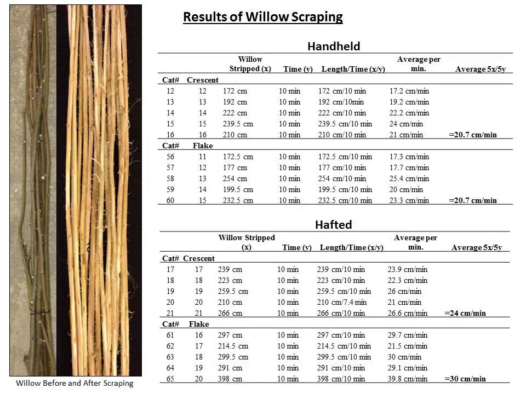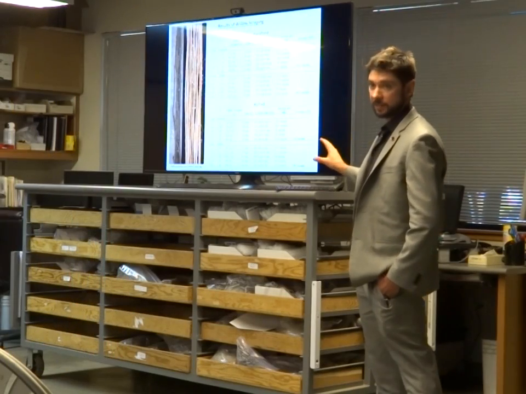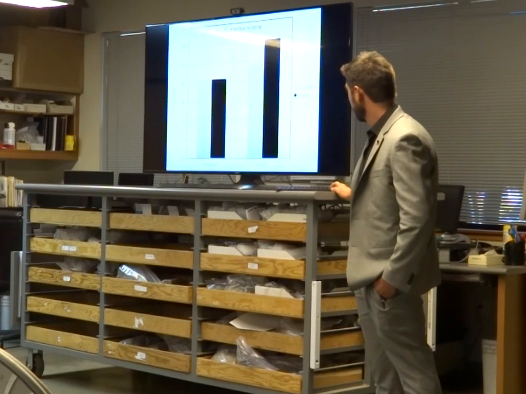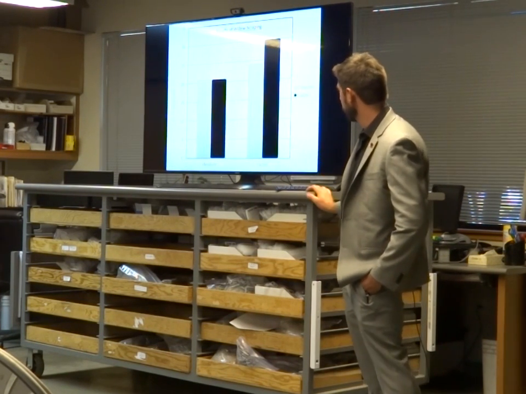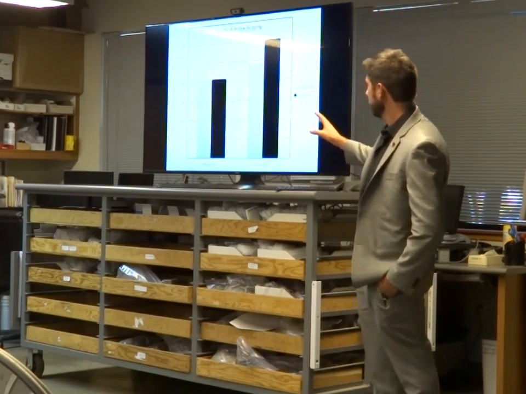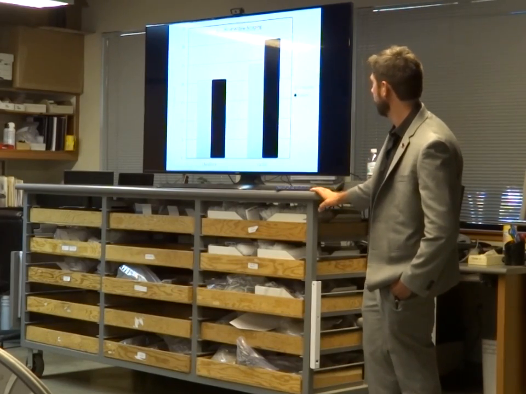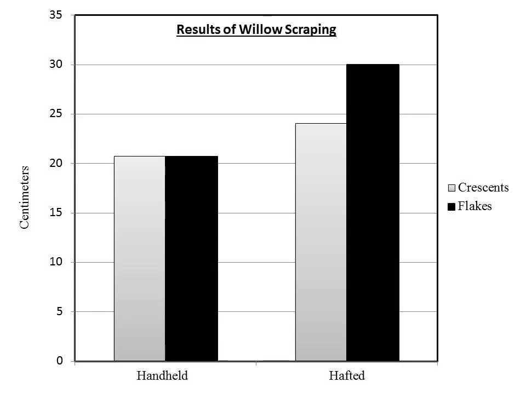The results of the willow scraping: the handheld crescents and flakes were equal. Both scraped 20.7 centimeters of willow, and the hafted flakes scraped 30 centimeters per minute compared to the hafted crescents, which only scraped 24. But these results are not statistically significant. And here's showing that again, noting that you get a slight increase in effectiveness through hafting.